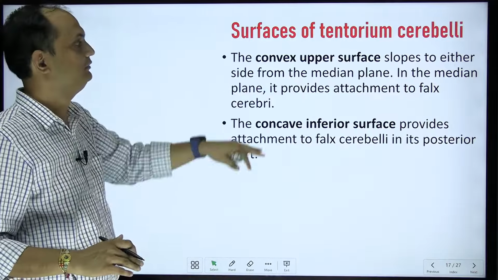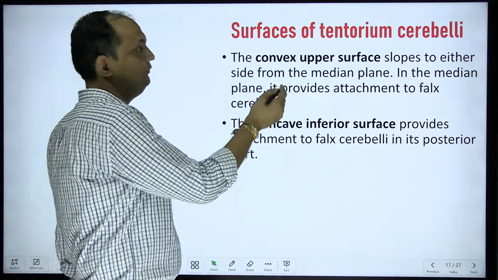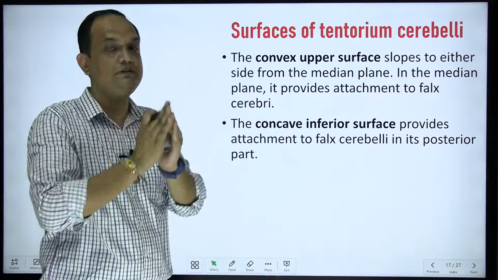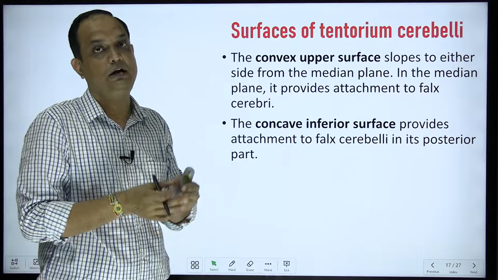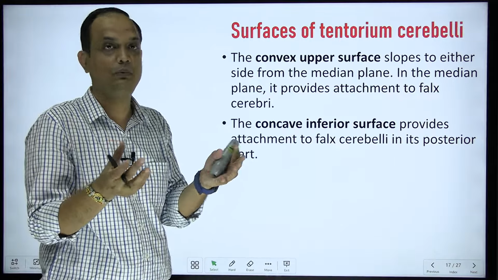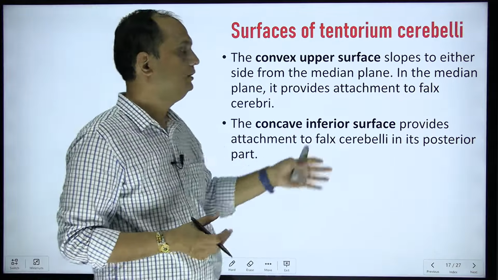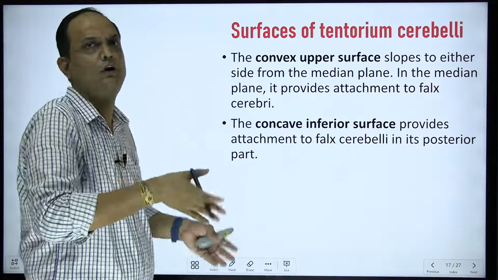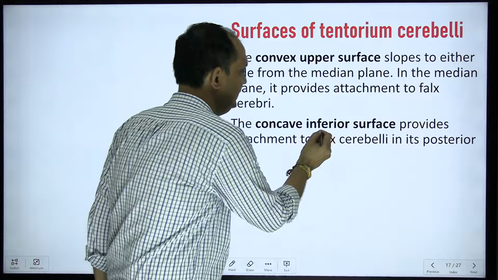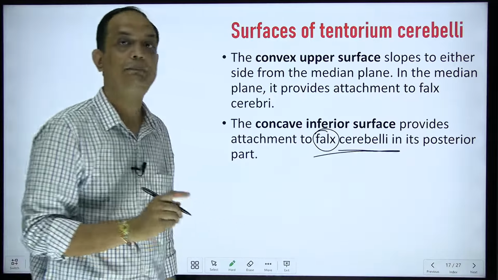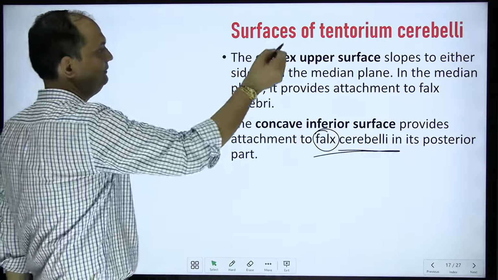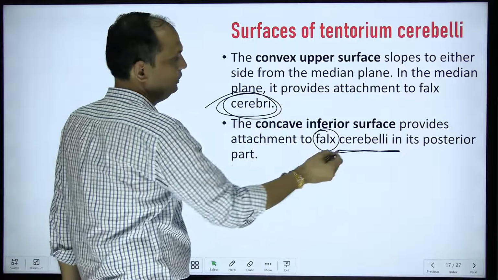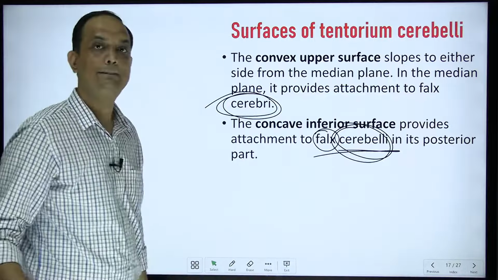The superior surface or upper surface is related with the falx cerebri, which is coming in the midline from above, and on the side you have the occipital lobe. While in the lower part you have the cerebellum, and in between the cerebellum you have a small fold in the infratentorial compartment that is known as falx cerebelli. So above you have the falx cerebri and lower you have the falx cerebelli.